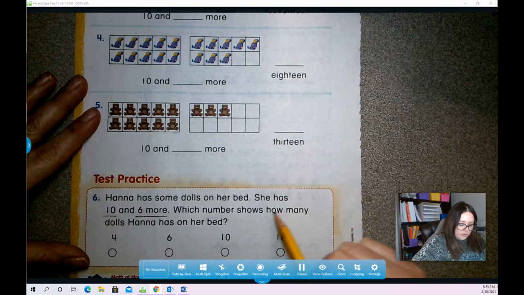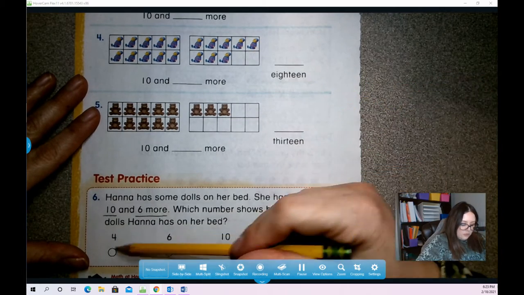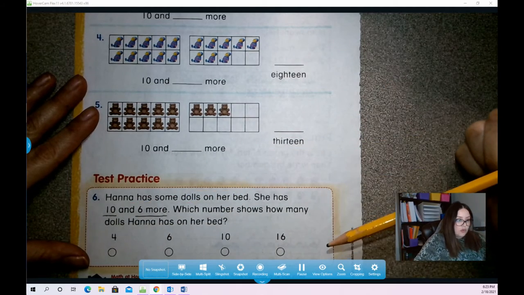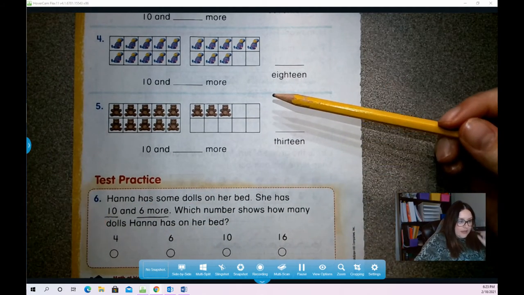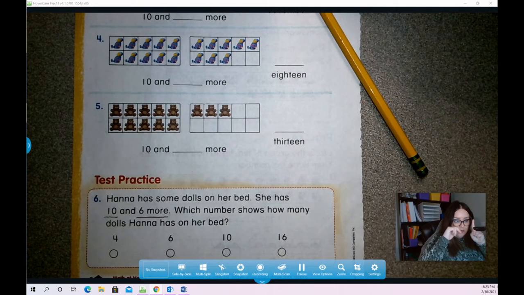Which number shows how many dolls Hannah has on her bed? Which of these numbers shows 10 and 6 more? So remember, 10 is one group, and then 6 more. Which number shows that? 4, 6, 10, or 16.